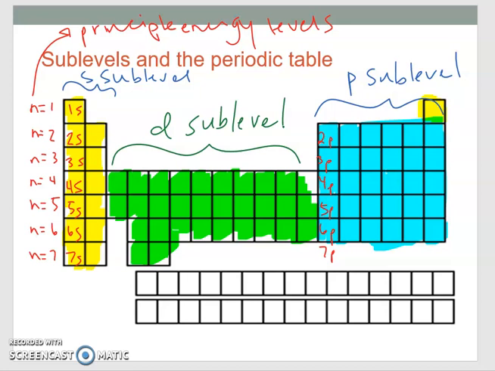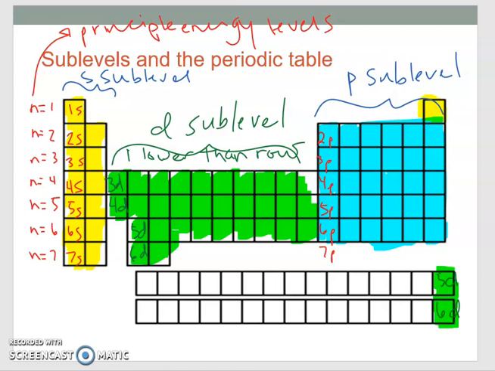Now, with the D sublevel, what I want you to note is that the principal energy level is one lower than the row. So what that means is that this is going to be 3D, this will be 4D, and then down here you'd have 5D, 6D. And so that would be our principal energy level for our D sublevels.